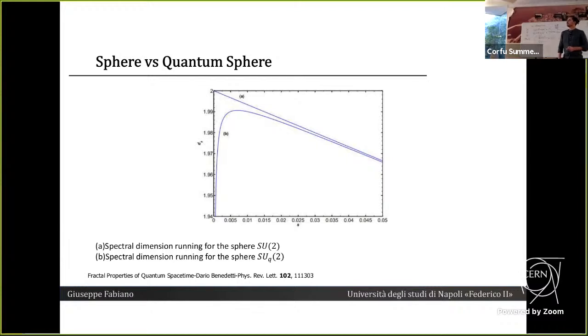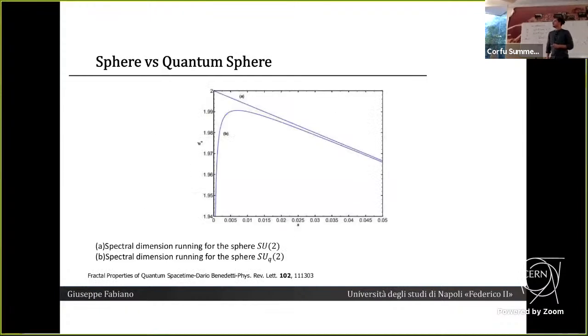For the quantum sphere, we actually see peculiar behavior. In the UV, the dimension approaches 0. Then it goes up, not quite reaching 2, and then decreases again when we go to the IR regime. That is just to show how quantum features can alter our notion of dimensionality if we take into account this new concept of spectral dimension.